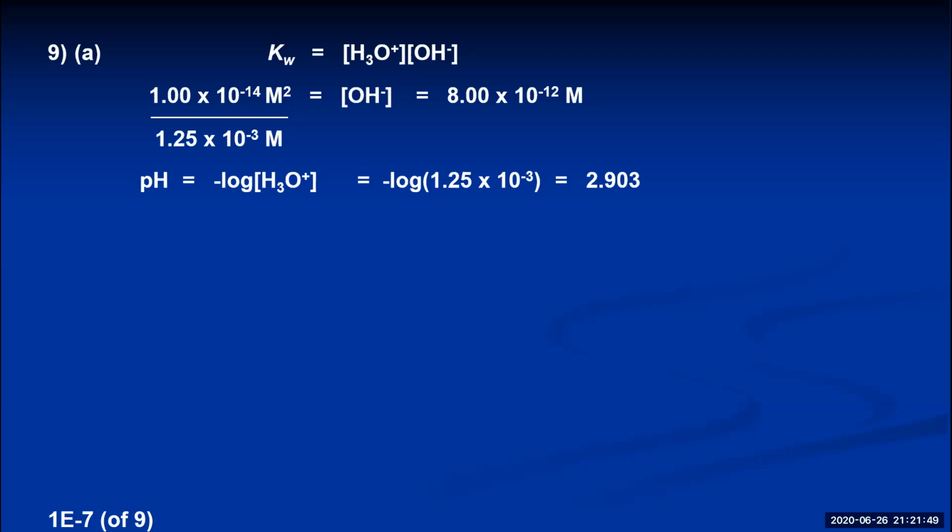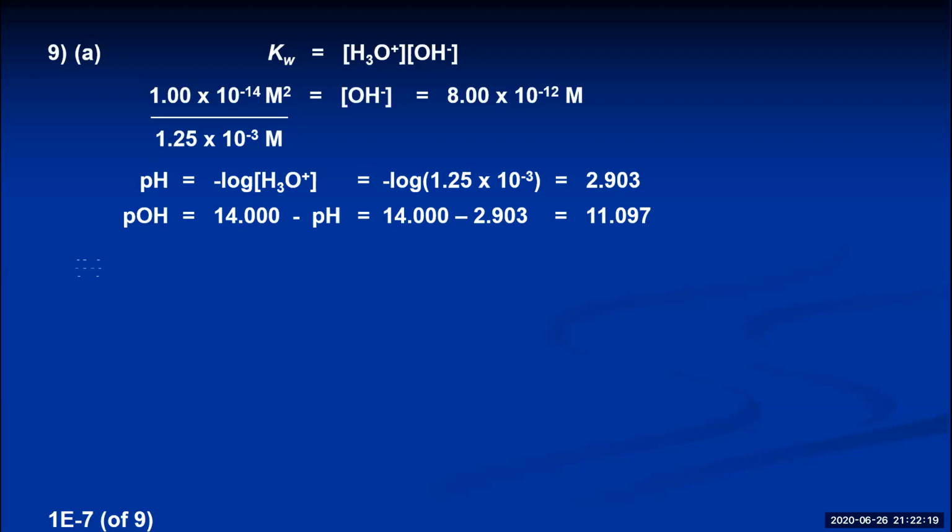The last thing to calculate is the pOH, and if we use the relationship pH plus pOH has to equal 14.000, then I can solve for the pOH by going 14.000 minus the pH of the solution. And when we do this with both numbers accurate 3 places past the decimal point, I'll get a pOH of 11.097. In solution B, we're told the hydroxide concentration is 1.00 times 10 to the minus fifth.